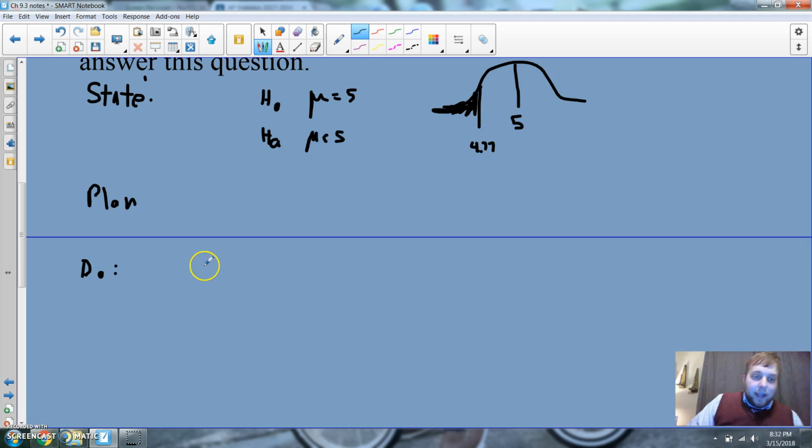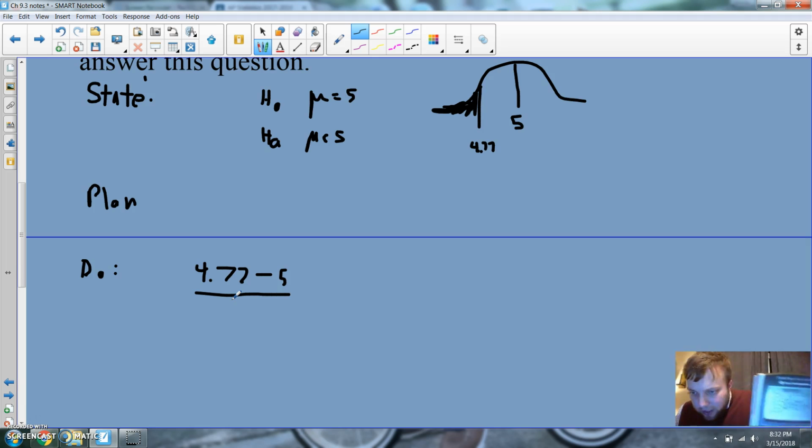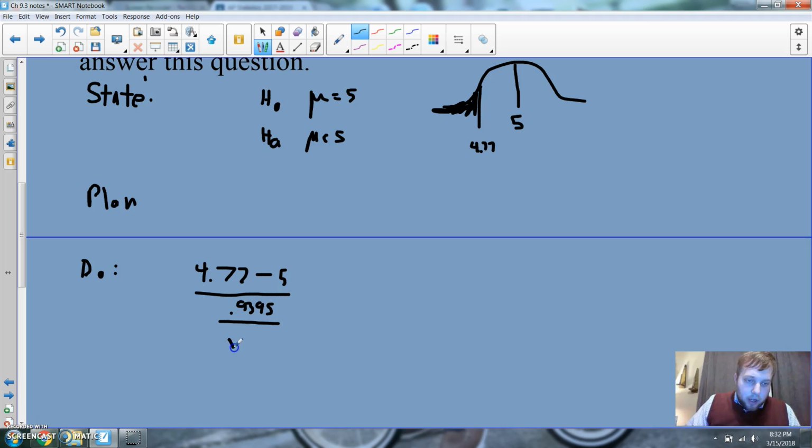All right, so what I got, 4.77, minus what I should have gotten, 5, divided by the standard deviation. Now remember, I only have a sample, so you actually want the one that's the S, not the sigma, and the one labeled S has a standard deviation of 0.93. Divided by the square root of 15.